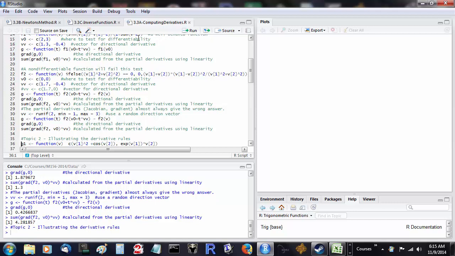Now let's look at derivative rules. Here is a function from R2 to R2. If you want to read it as a function of x and y, you can say the first component is going to be x squared plus cosine y, and the second one is going to be e to the x times y.